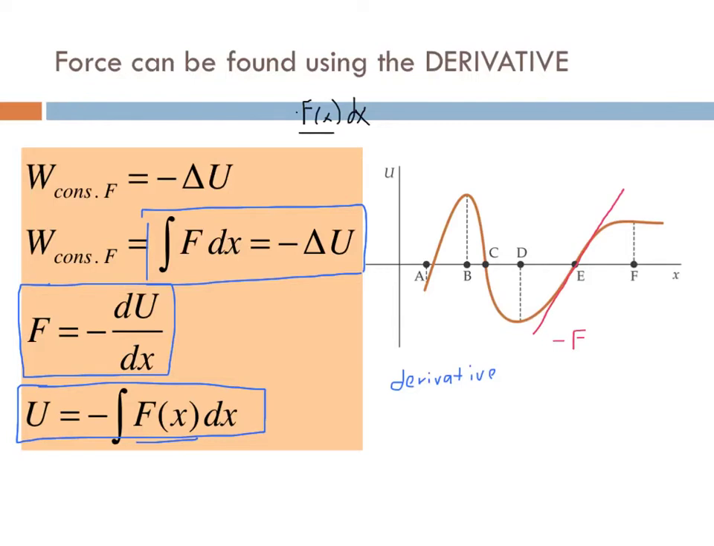Same thing if I go to point C, the negative derivative of that would have been positive force. And then let's say I looked at point B, well then the negative derivative of that would just have been 0.